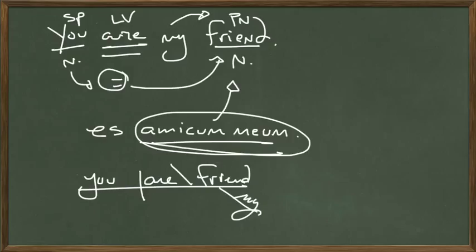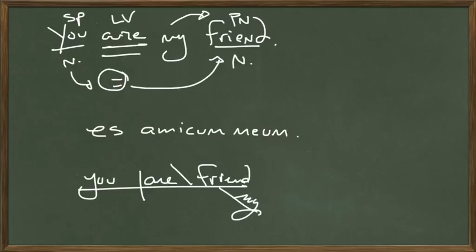But he's not receiving any action here. You are simply identifying him. You equal my friend, or her. You equal my friend. So it's all going to be in the nominative case. Since it's going to be in the nominative case, we would change amicum and meum. I kind of did that backwards, but anyway, you would change amicum and meum to amicus meus.